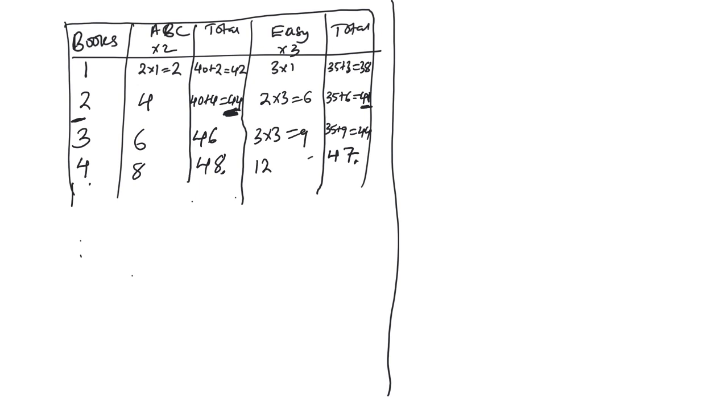So if these are 5, then we shall have 5 times 2, that is 10, and now 10 plus 40 will be 50. Here 5 times 3 will be 15, and 35 plus 15 is also 50. Now when we get the same total for each club, then we conclude that this is the number of books that must be read for each club for the total to be the same.